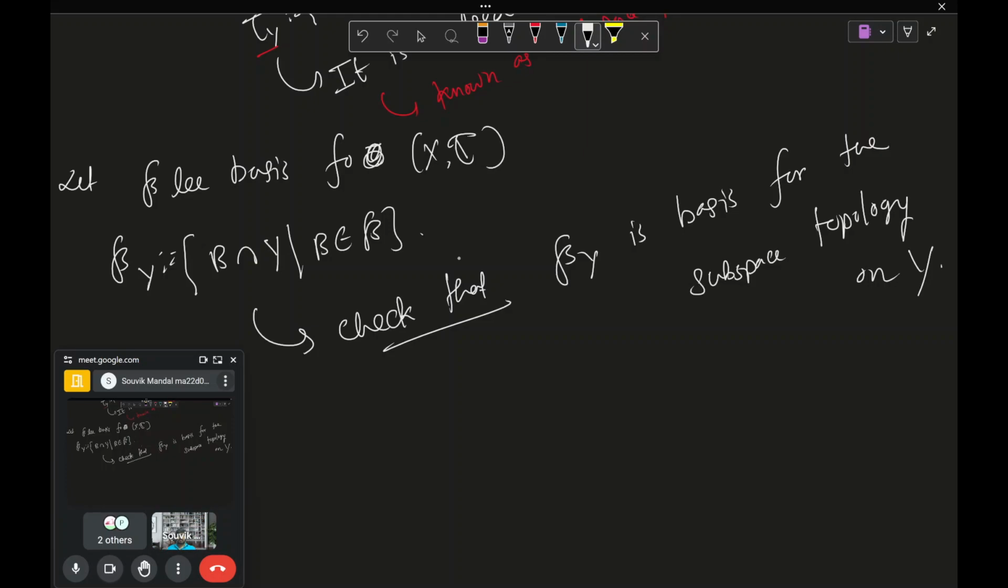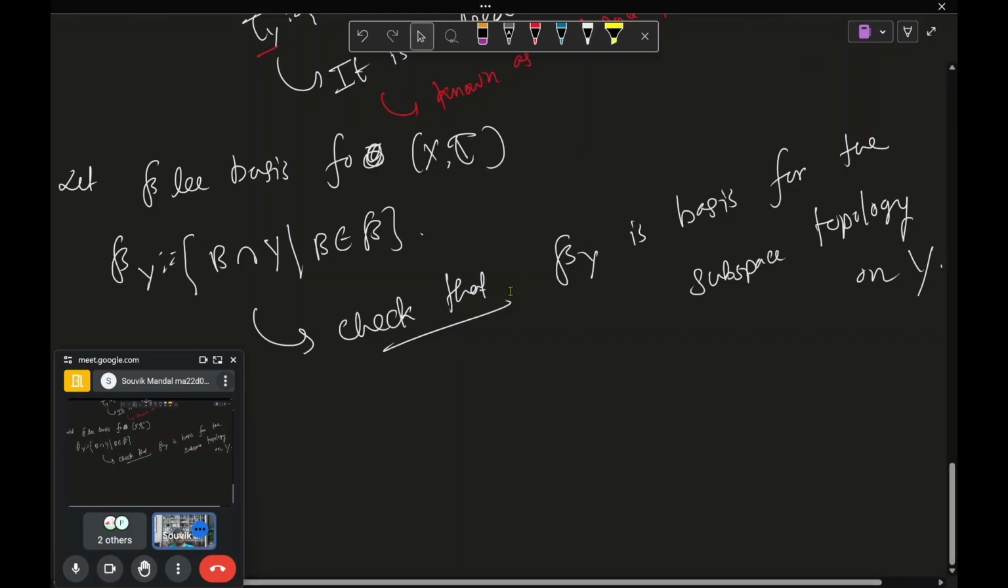If you take any open set U in X, and any point x in that U, we will get some basis element beta x containing it. We will get here beta x intersection Y. That's the basis element that contains that element, and that will be inside that U intersection Y, sir. Correct. Good. Simply the natural proof comes.